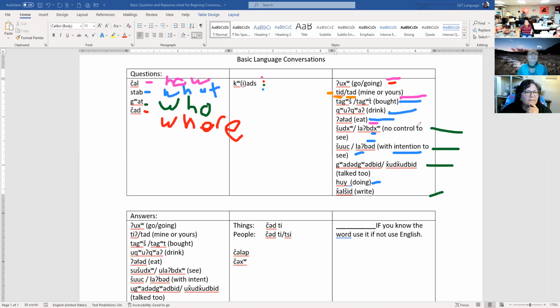So the root part of this is chow chuff and how are you doing? Kind of being chow would be like kind of the how part. Stab would be the what part. And then guat would be who, right? And chad is where, all right? So in these instances, you can also flip-flop around, and I'm gonna use red.